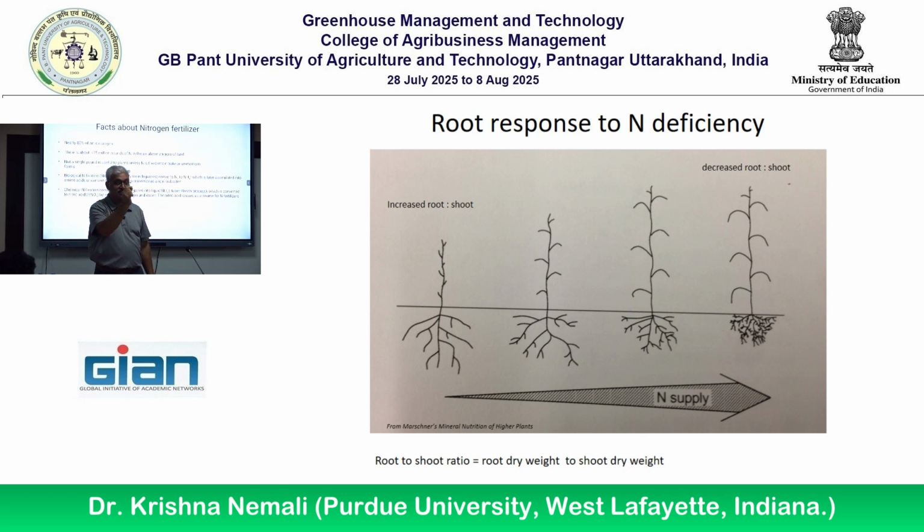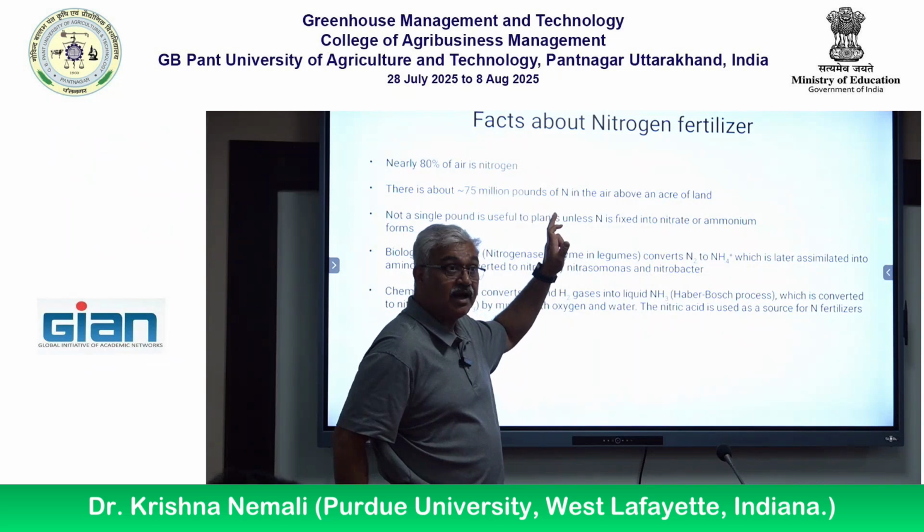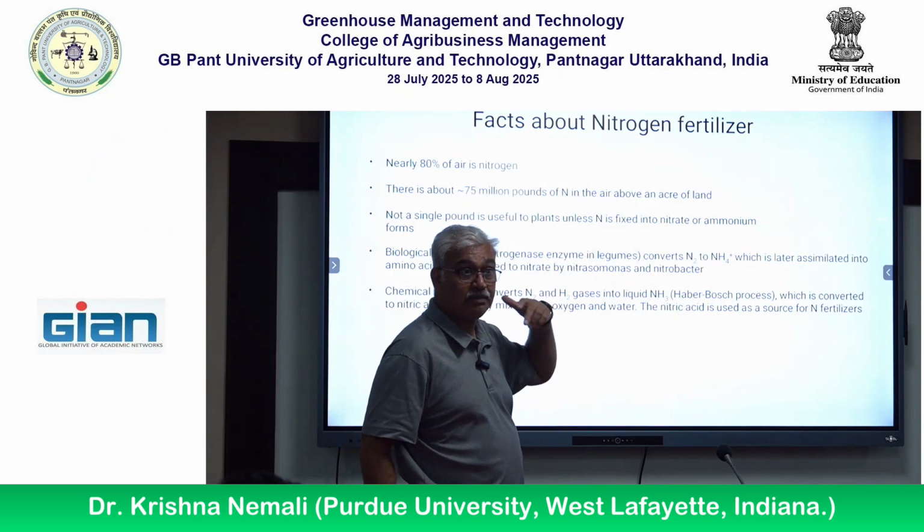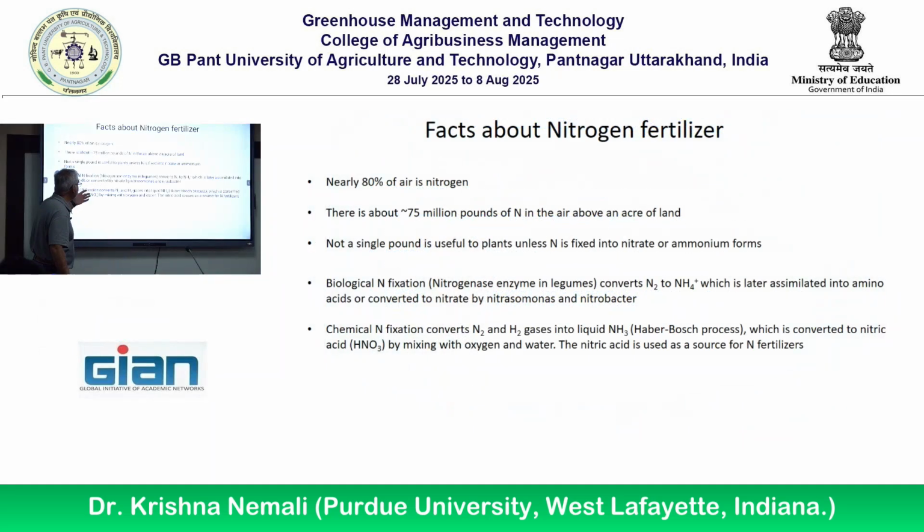But not even a single pound is available to plants because that nitrogen gas is no use. There's a ton of nitrogen, but not useful. Okay, remember that. But plants are smart. They can take that and fix it biologically. You know that biological nitrogen fixation, rhizobium bacterium, or it can be converted. So basically, nitrogen gets converted to ammoniacal form, and from there it is either assimilated by the plants, or it can be converted to nitrate by nitrosomonas or nitrobacter.